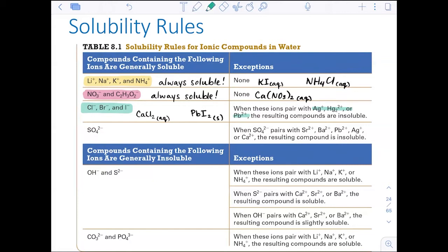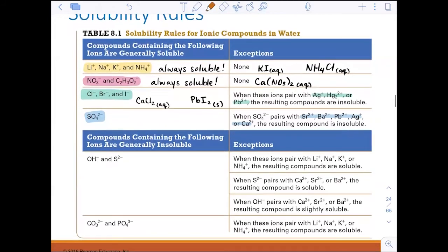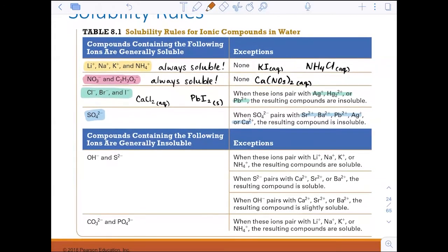All right, last one of our solubilities, sulfate, usually soluble except when paired with strontium, barium, lead, silver, or calcium. When sulfate is paired with one of those 5 cations, the resulting compound is insoluble. So again, work with it, see what you can see with practice problems. We'll move down to the bottom of this chart. These are the insolubility rules.